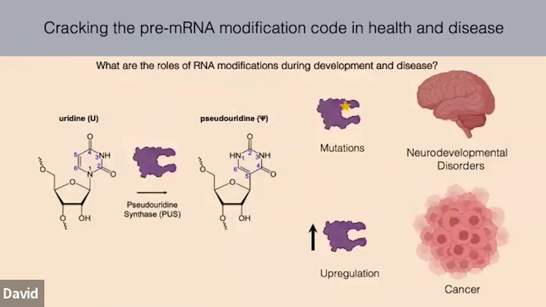One of the modifications that we study is pseudouridine, which is an isomer of the canonical base uridine. And this isomerization is carried out by these RNA-modifying enzymes called pseudouridine synthases. My lab is studying how mutations in these enzymes cause neurodevelopmental disorders and how upregulation of the enzymes leads to cancer.